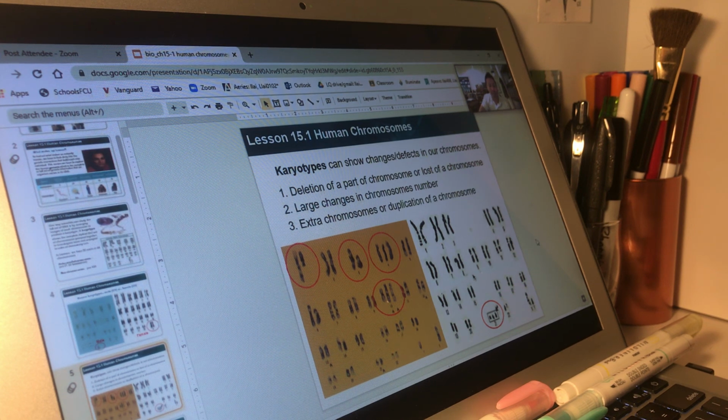Now, but then sometimes we have problems. We extract the DNA and we put it into a karyotype. And then what a karyotype does is it shows us all the DNA. Also, it shows us changes and defects in the DNA. Sometimes you're happy, sometimes you're not happy about it. Okay? So, here's an example.